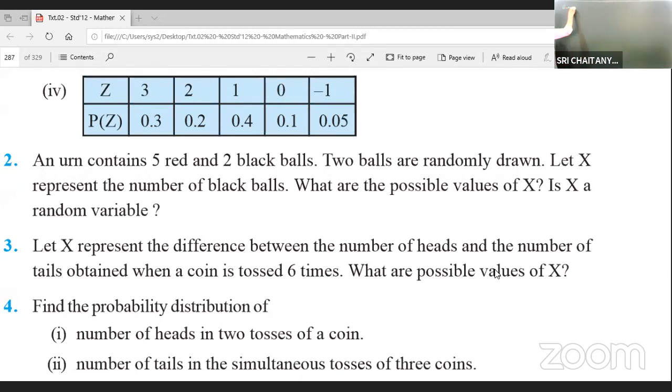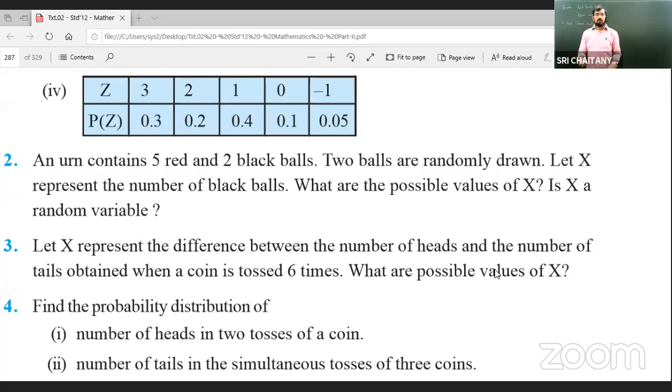Given red balls equals 5, black balls equals 2. I hope it is 2, right? Let me confirm. Yes, black balls are 2, right? Here, X represents black balls.